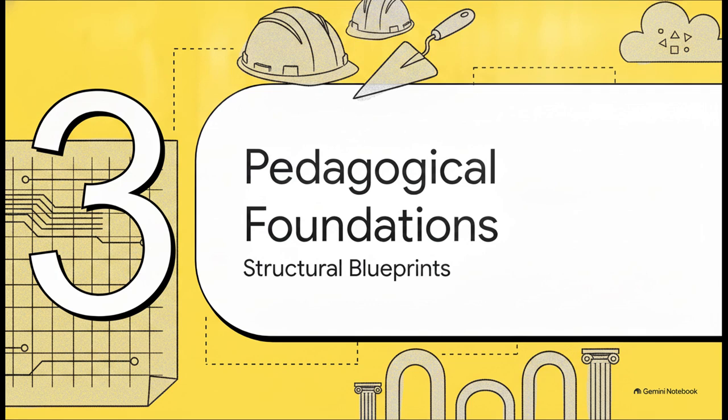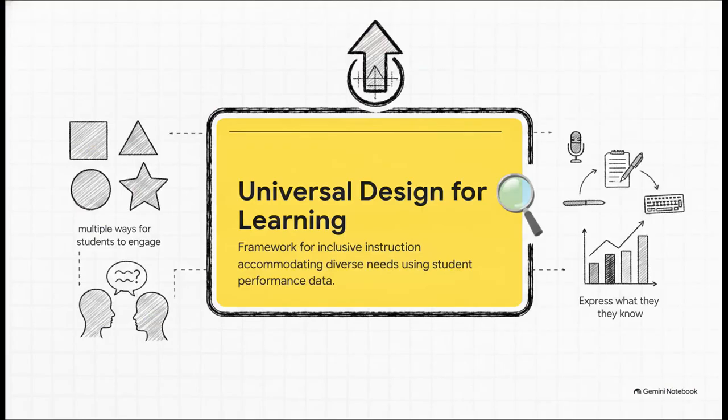That's Section 3, the pedagogical foundations, your structural blueprints. So, the most crucial point to remember is that your course has to actually work for everyone. And that's where UDL comes in. Universal Design for Learning is an educational framework that ensures your instruction is completely inclusive, accommodating some incredibly diverse learner needs. And here's the absolute kicker for this course.